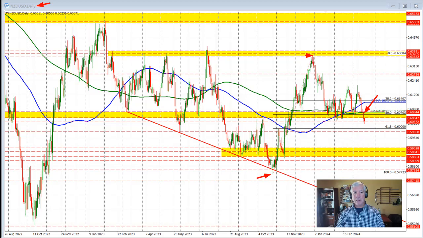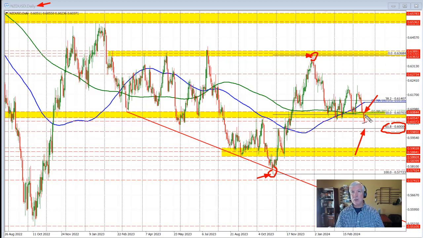On the downside, the nice round number at 0.6000 is the next target. That also corresponds with the 61.8% retracement of the same move up from this low right here to this high right here. So keep that level in mind, and it's hard not to. It's a nice round number and also a retracement level once again.